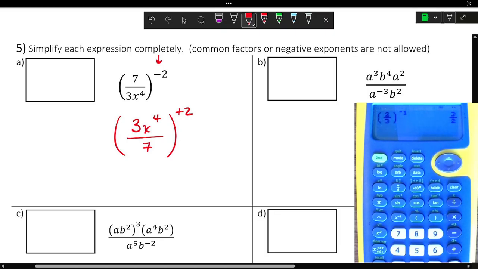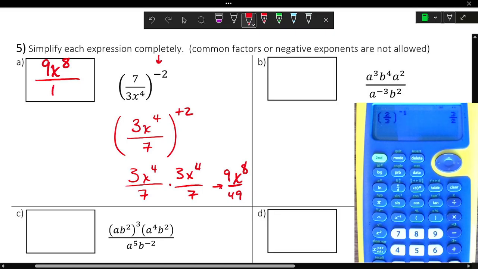And because I'm just squaring it only, I can write it out. I'm just going to write, this is going to be 3x to the fourth over 7 times another 3x to the fourth over 7. My denominator looks like 7 times 7, which is 49. In my numerator, I've got 3 times 3, which is 9. And I've also got x to the fourth times another factor of x to the fourth, which is going to be x to the 8th power. x, not 8 to the x power, x to the 8th power. So my answer is 9x to the 8th over the number 49.